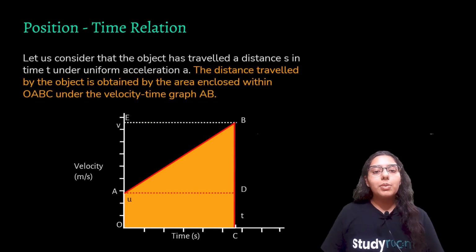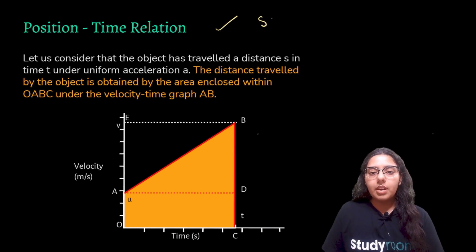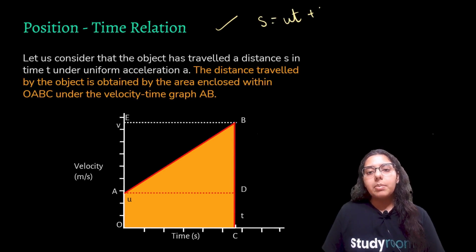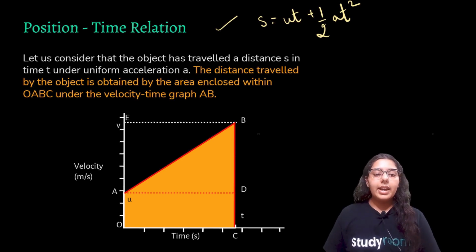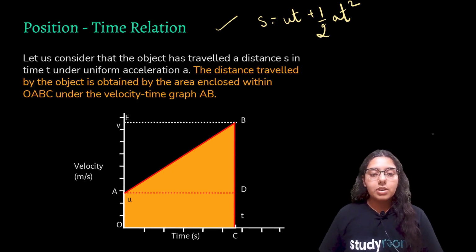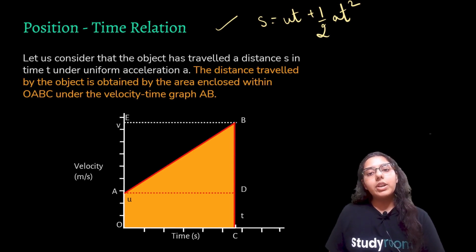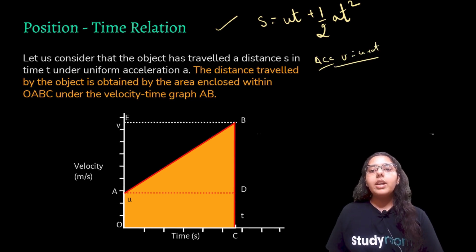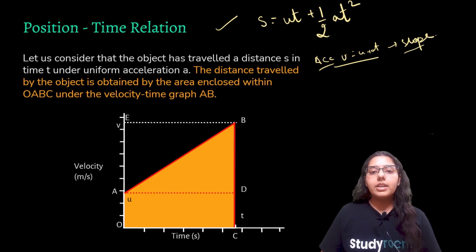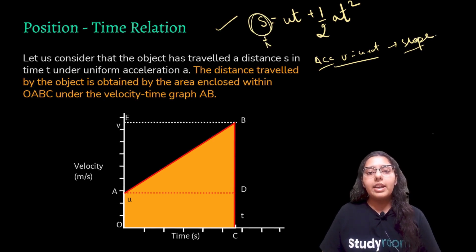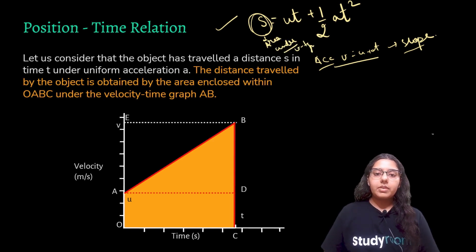So now we will be talking about position time relation. What was that? S is equal to UT plus half AT square. So now we will be deriving this, and we know that area under this velocity time graph gives displacement, right? So the slope was giving us acceleration. So when we wanted to derive the acceleration relation like V is equal to U plus AT, we considered the slope. But when we have to derive the displacement, we will consider the area under the curve, right? Area under the VT graph. Okay.